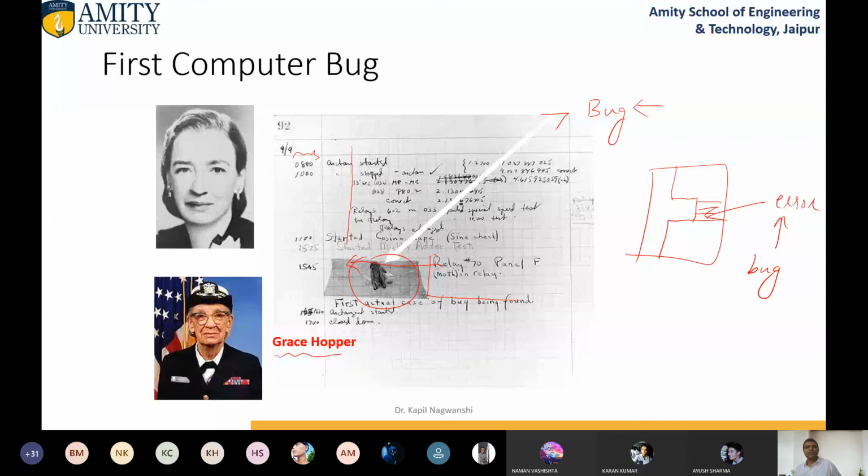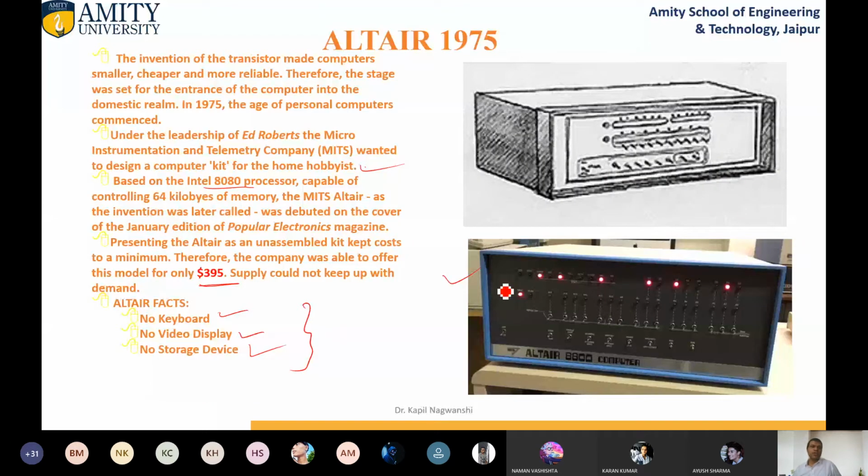Now come to the Altair, 1975. This device was introduced by Bill Gates. Okay, and this was a standalone device. No monitor, no keyboard, no video display. We need to purchase them separately.